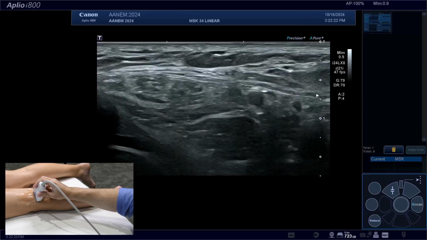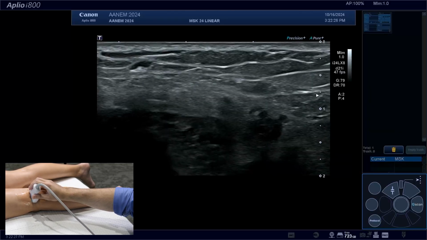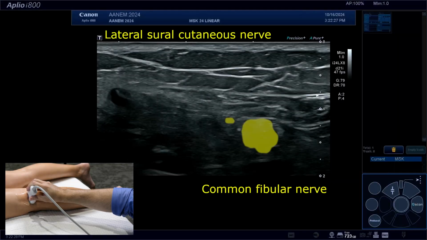The common fibular nerve contributes to the lateral sural cutaneous nerve before dividing into the deep and superficial fibular nerves. The tibial nerve contributes to the medial sural cutaneous nerve before diving behind the gastrocnemius muscle. These two portions meet in the distal one-third of the posterior leg.